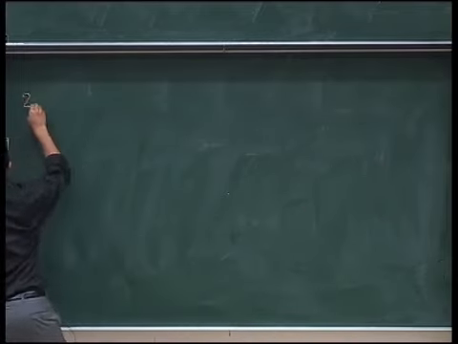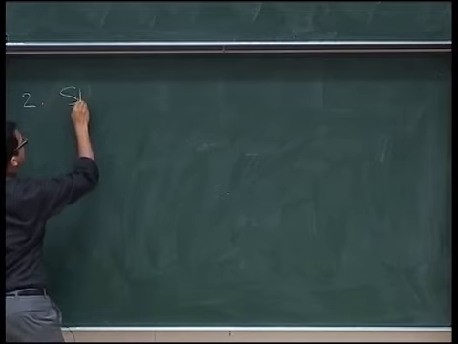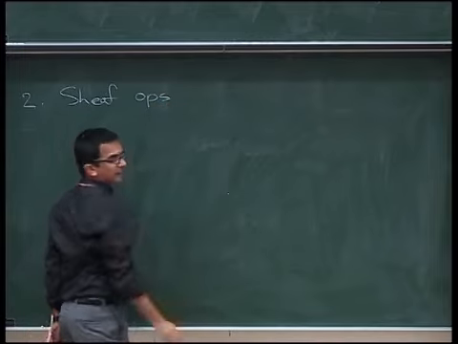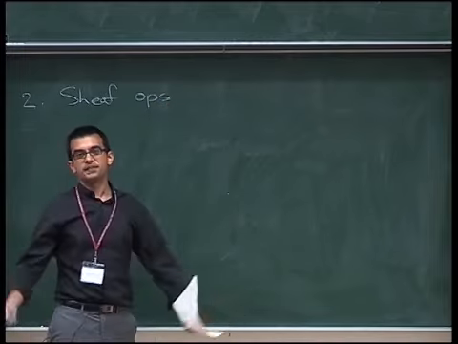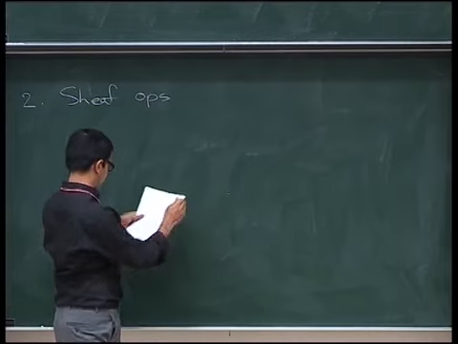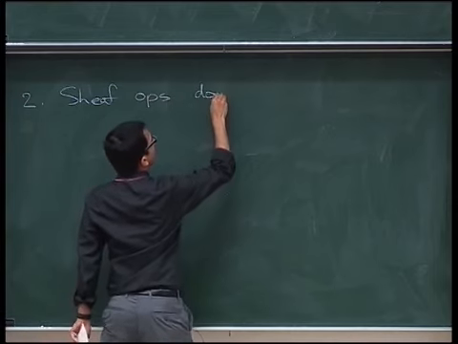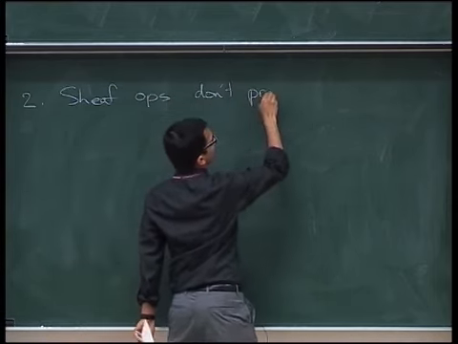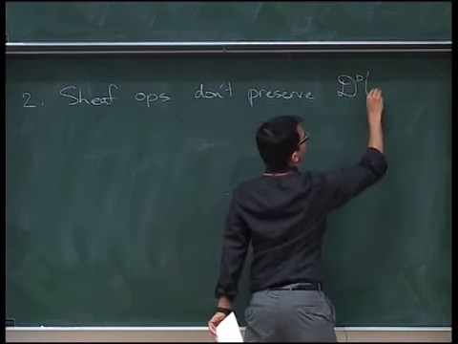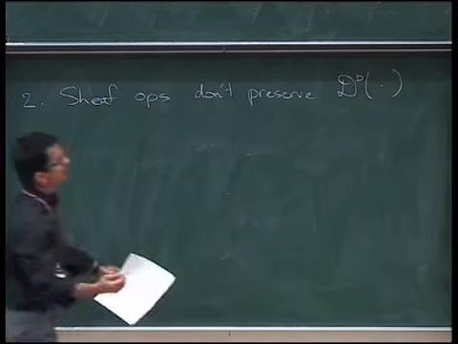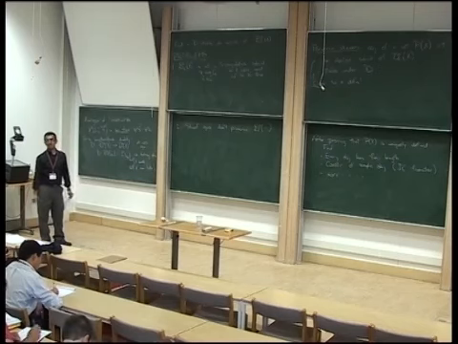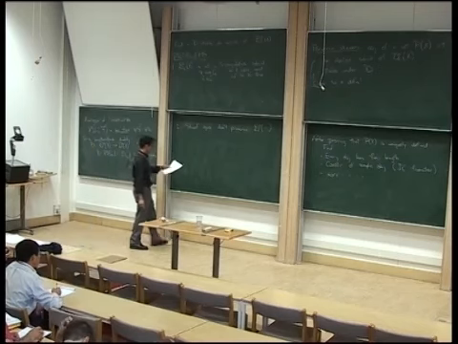The second problem is that the sheaf operations, by which I mean the usual things you can do with sheaves, push forward, pull back, that kind of thing, they don't preserve the, well, I won't tell them the variety, because of course usually you're moving to a different variety, but they don't preserve the property of being in the bounded derived category of coherent sheaves.